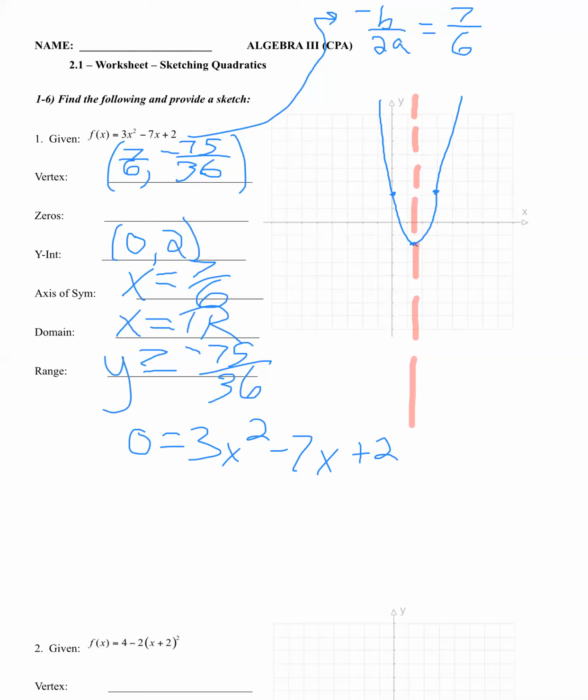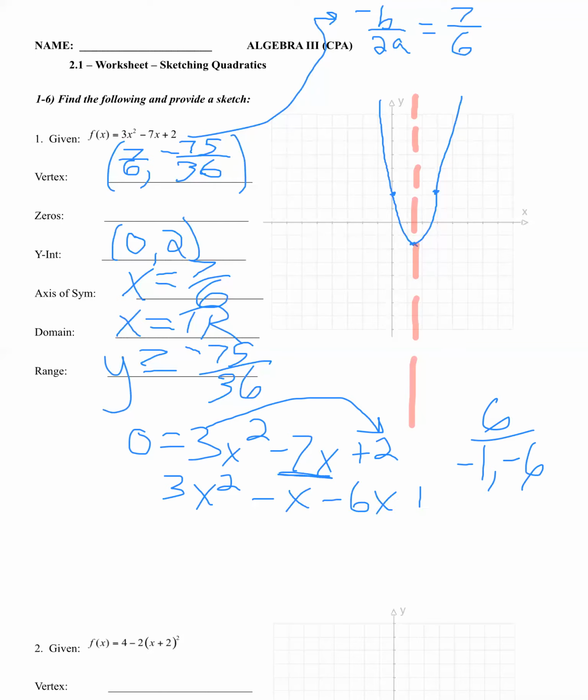So a is not 1, so I'm going to try and factor this. I do this method where I multiply a times c, and you get 6. Now I just need to find factors of 6 that add up to be -7. So it'll be a -1 and a -6, right? Then I replace that middle term with these two: minus x minus 6x, and then plus 2.